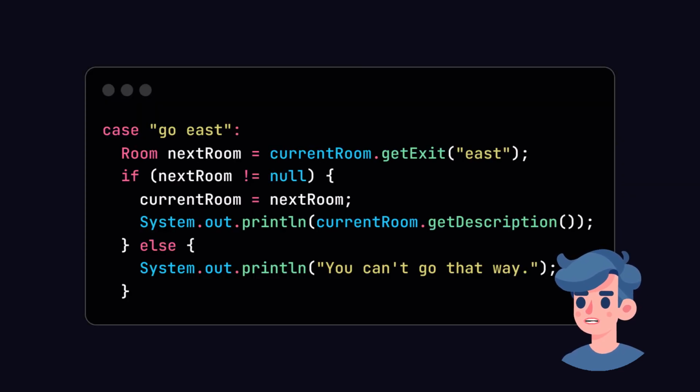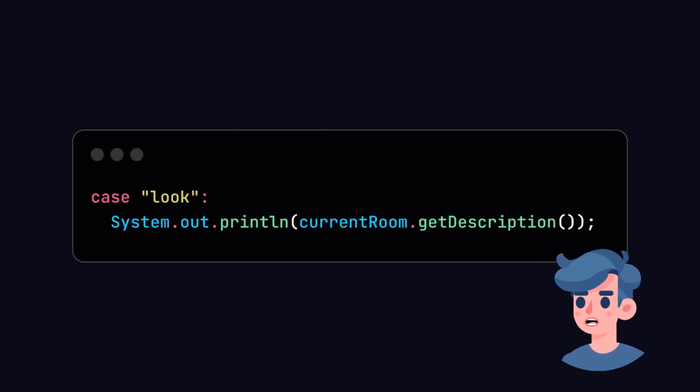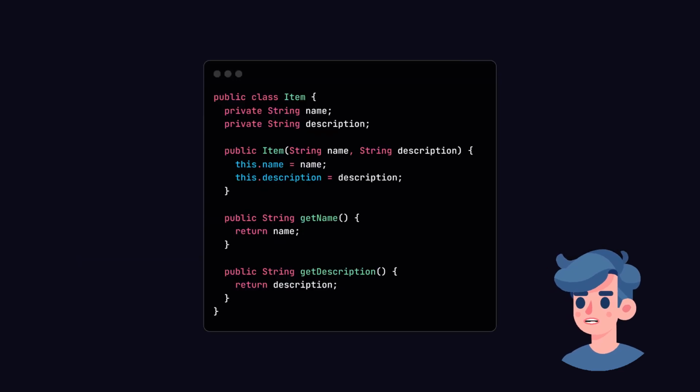We can modify the processCommand method to allow players to navigate to different rooms. For instance, if a player types Go East, we should check if the East exit exists and move the player to that room. It's now time to provide a way for players to look around in their current room. We can modify the command to respond to look with the description of the current room. With these changes, players can now navigate between rooms and look at their surroundings.